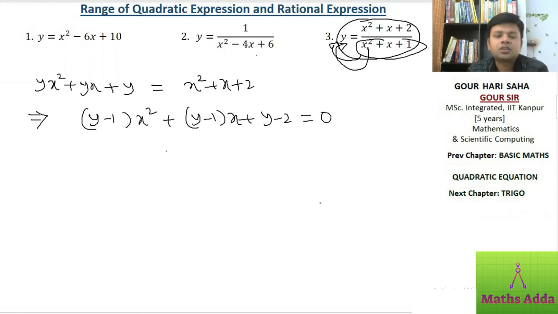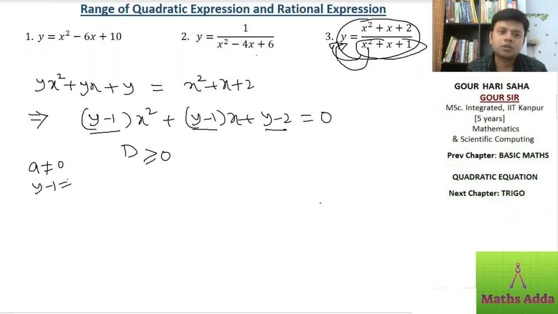Now this is a quadratic equation of x, where coefficients are terms of y. So it is a, it is b, it is c, right? Now what is x here? X is real, right? This means this quadratic equation has a real root. This means what will be D? D will be greater than or equal to 0. At the same time it is quadratic, so what should be the coefficient of x square? That is a. A should not be equal to 0. This means y minus 1 should not be equal to 0.